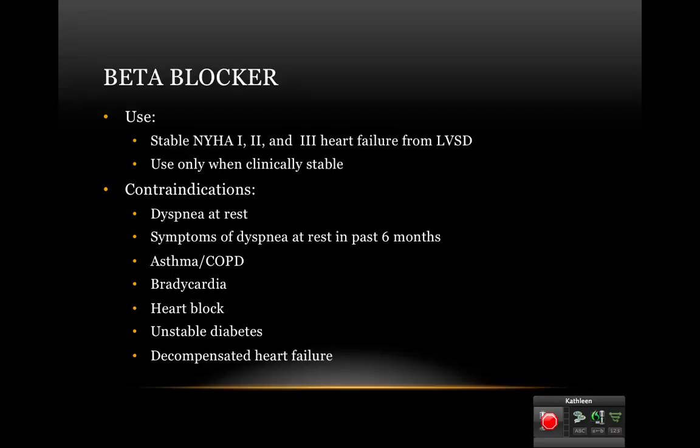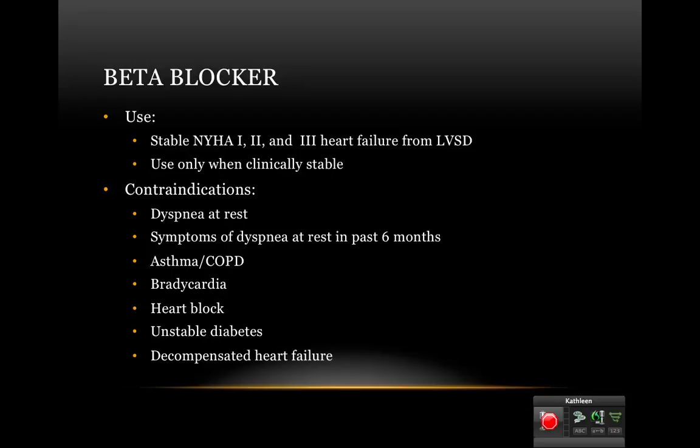So beta blockers are used in New York Heart Association classification 1, 2, and 3. Heart failure with left ventricular systolic dysfunction, used only when clinically stable. They're contraindicated when patients are dyspneic at rest, they've had shortness of breath in the past 6 months, they have asthma and COPD. Now remember, these are prescribed to patients with asthma and COPD.